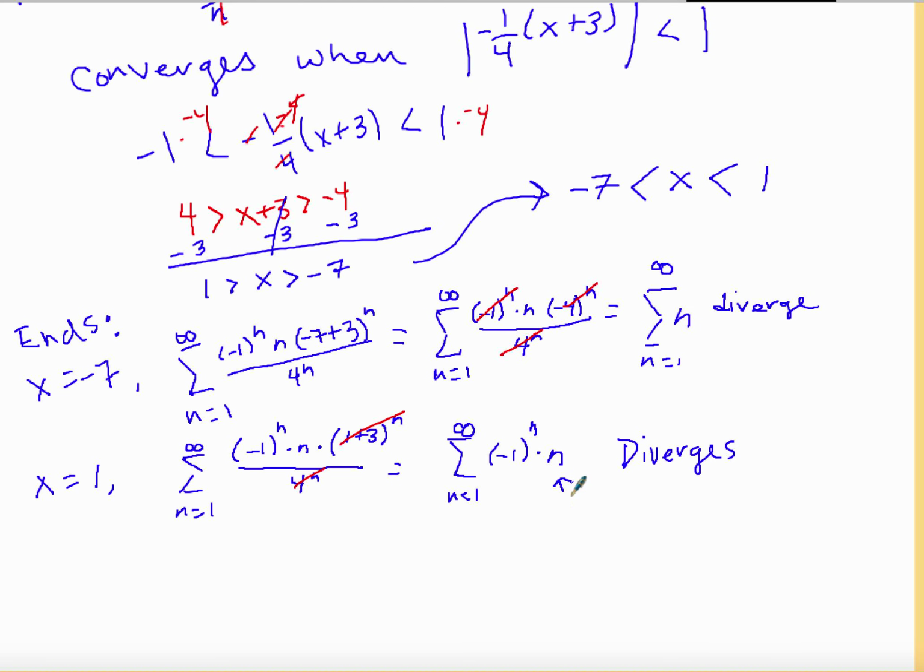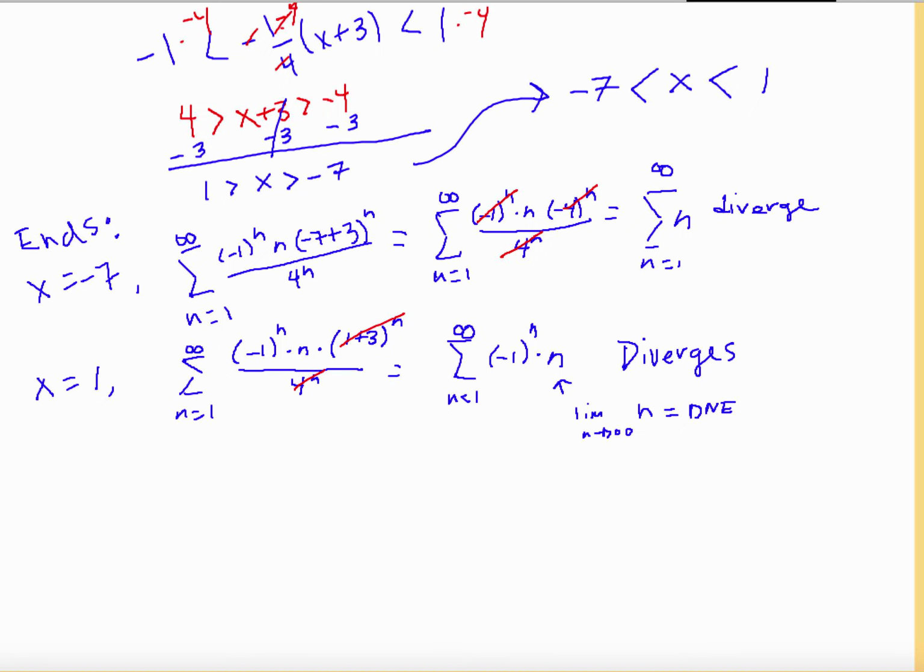Remember, your b sub n has to have a limit as n goes to infinity of 0 in order for it to converge. And the limit as n goes to infinity of n does not exist. That's why it diverges. I love the alternating series rules. It's probably one of the easiest ones. Okay, so we know that neither one of these endpoints converges. So that's going to make writing our interval of convergence pretty much a done deal. We know the interval of convergence is from negative 7 to 1, not including negative 7 and not including 1.